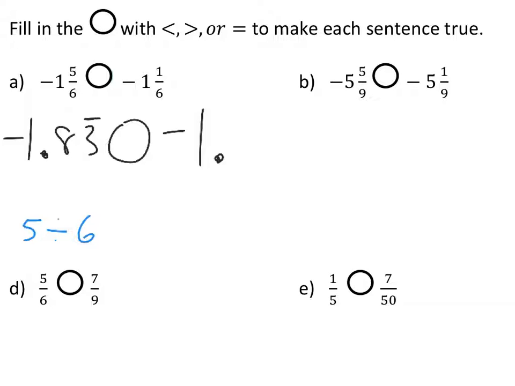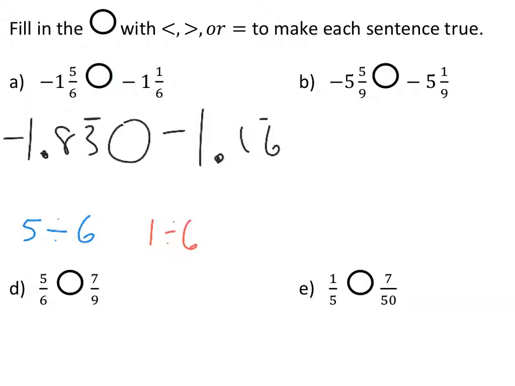Then we need to try -1 and 1/6. So in my calculator, I'm going to type in 1 divided by 6. Once you have that, you're going to add that to -1. You should get -1.16 repeating.